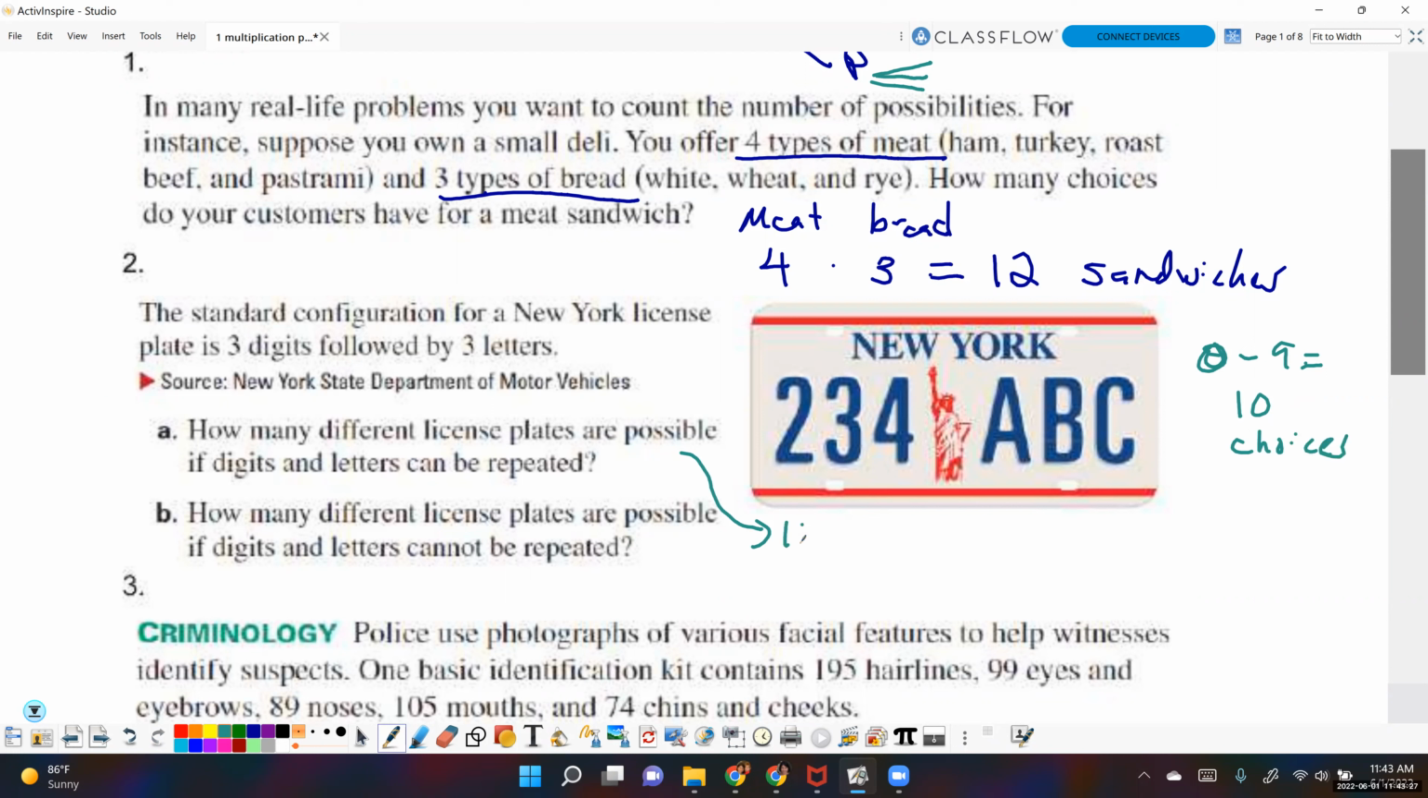So there are 10 choices for the first digit, 10 for the second, 10 for the third. And then for letters of the alphabet, there are 26 letters of the alphabet. I'm going to grab my calculator. 10 times 10 times 10 times 26 times 26 times 26.